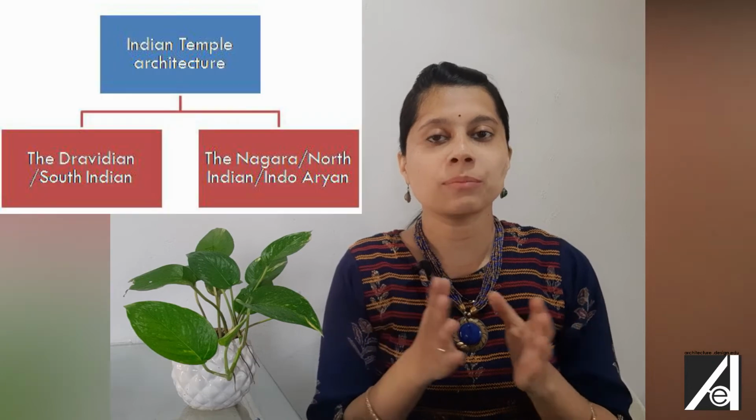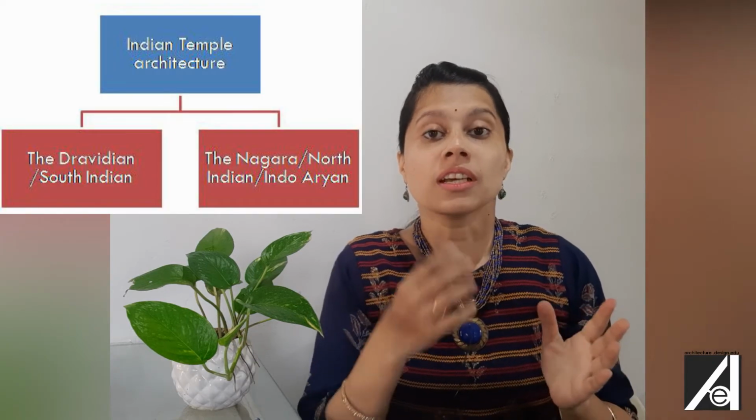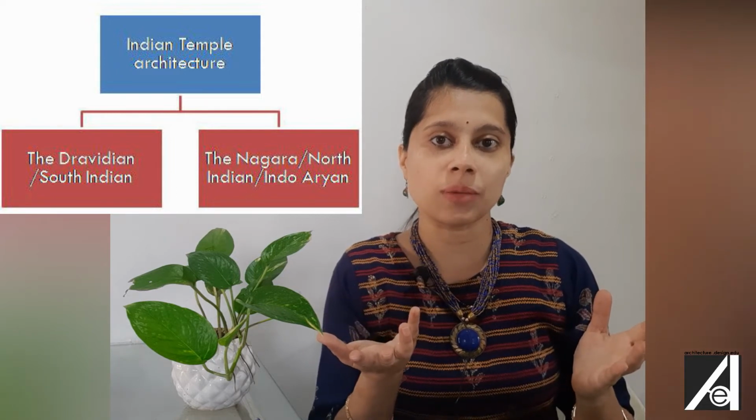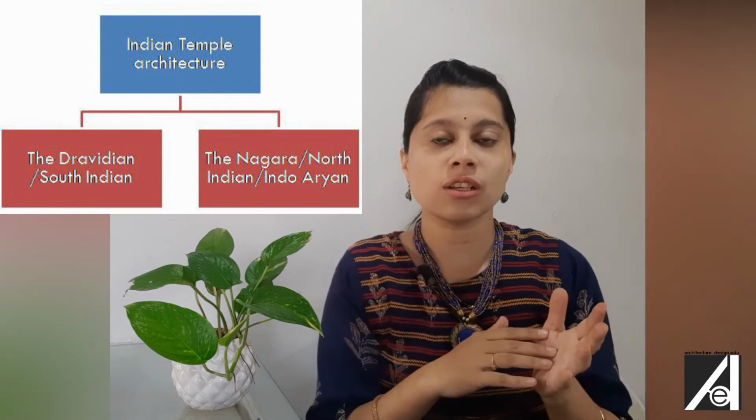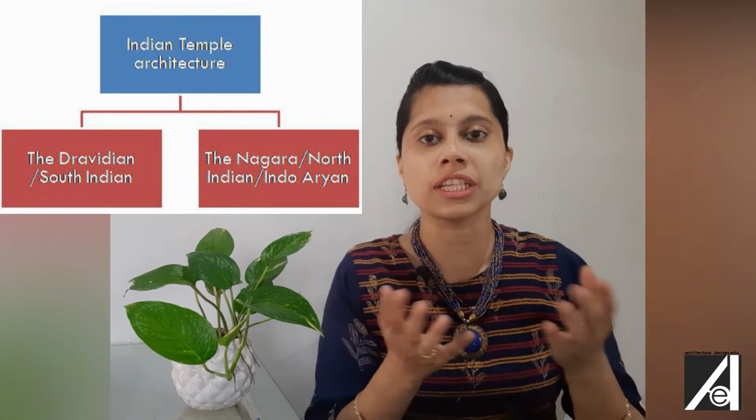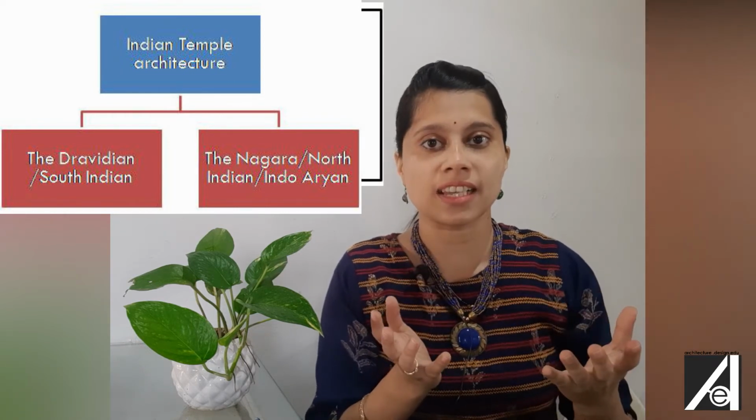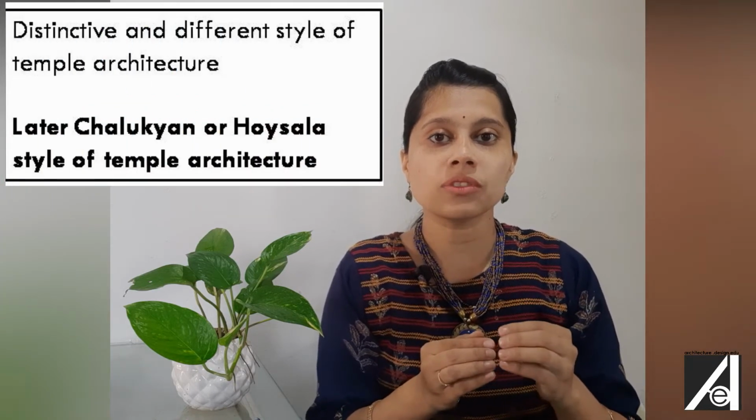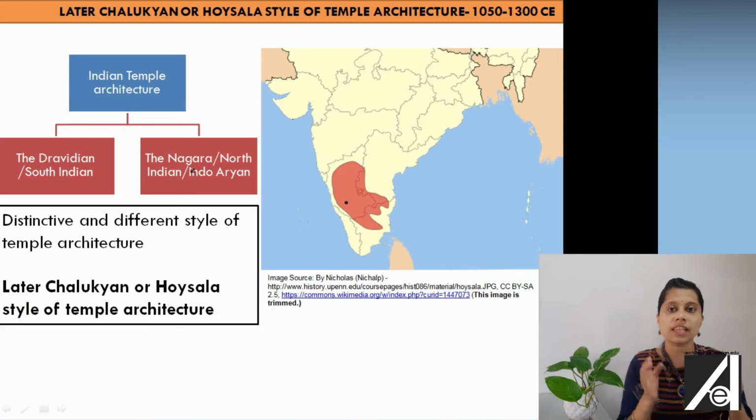Indian architecture can be broadly classified into two types: the South Indian style of temple architecture, also referred to as the Dravidian style, and the North Indian style of temple architecture, also referred to as the Indo-Aryan or the Nagara style. But there exists yet another distinctive temple style, called the later Chalukyan style, also referred to as the Hoysala style of temple architecture. Today, I'm just going to talk about this distinctive style and its characteristic features. So let's go for the video.